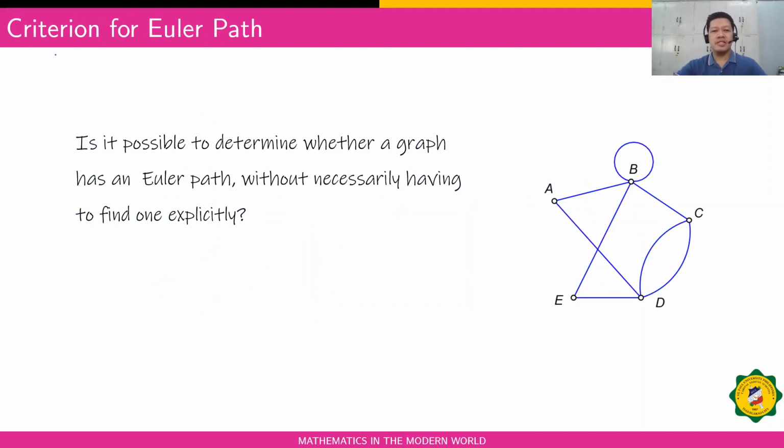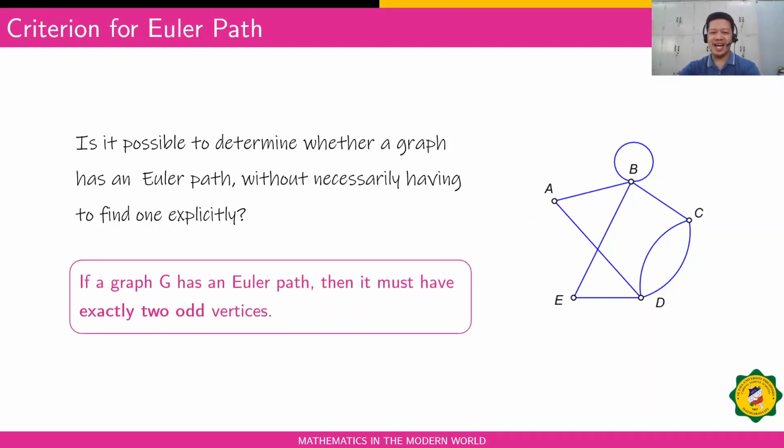Okay, so let's have another one. Is it possible to determine whether a graph has an Euler path without necessarily having to find one explicitly? This question means: is there another method of determining whether a given graph has an Euler path or not, aside from the one that we just did? Aside from tracing, is there another way of determining whether a graph has an Euler path or not?